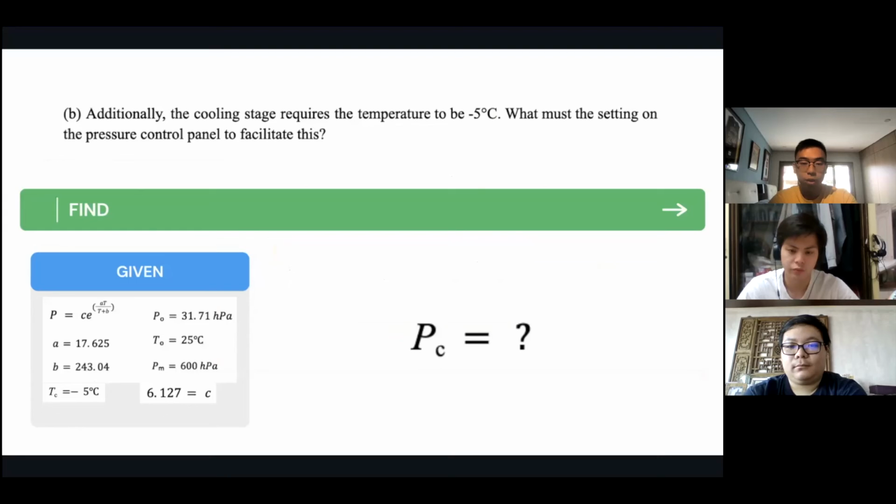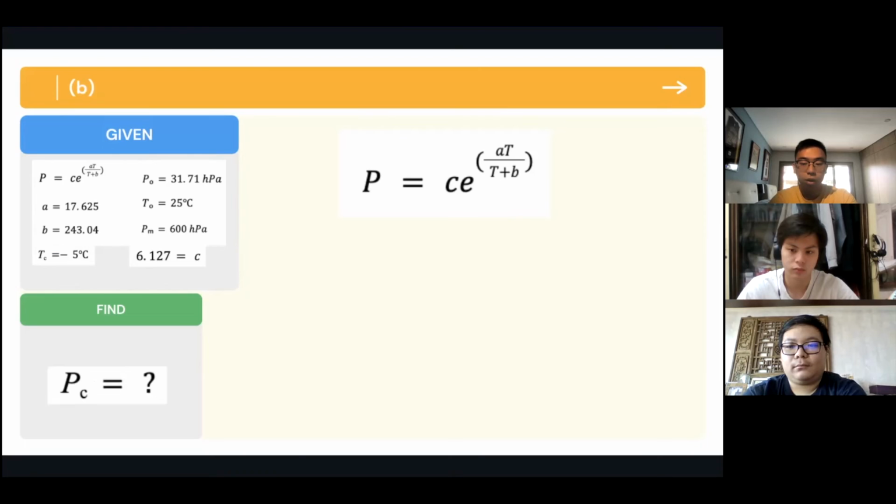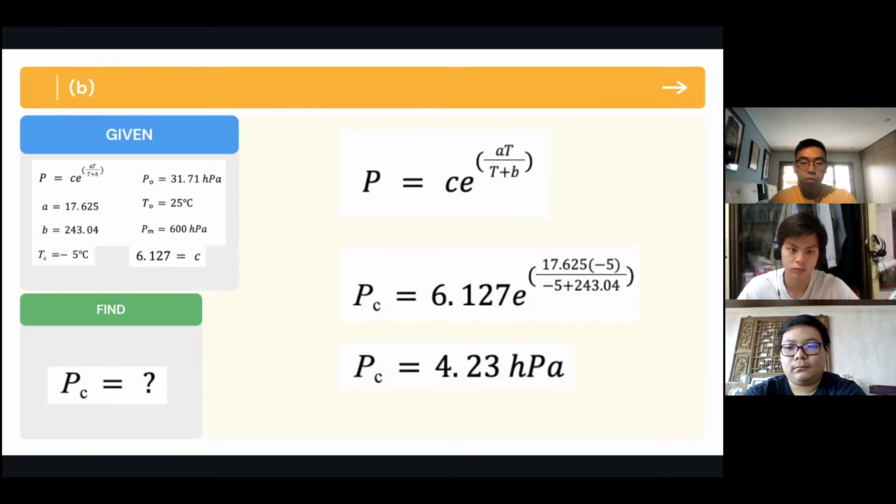Moving on to question B, it is asking for P sub C, or the pressure needed for cooling the tablet. Using the same equation as before, the values A, B, and C, and T sub C are plugged into the equation. Solving it gives P sub C a value of 4.23 hectopascals, the pressure needed for cooling the tablet.